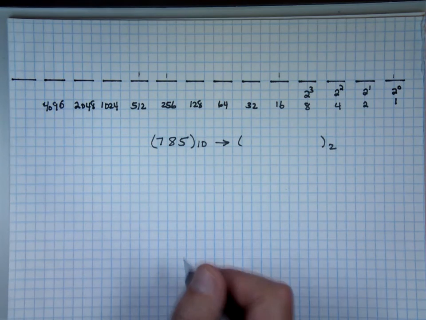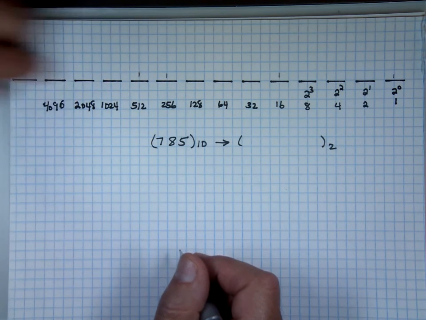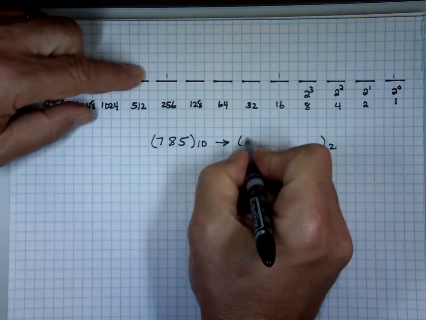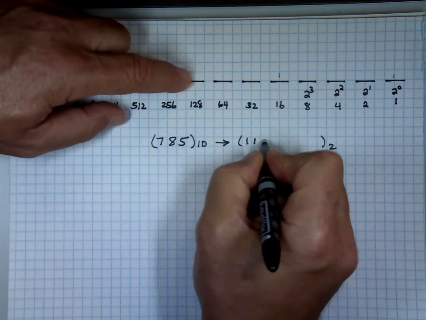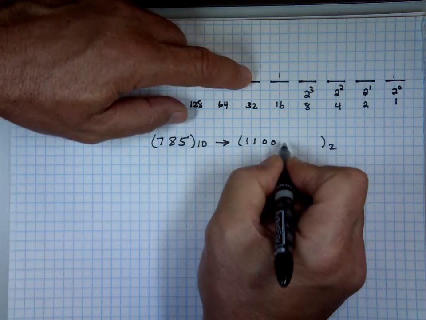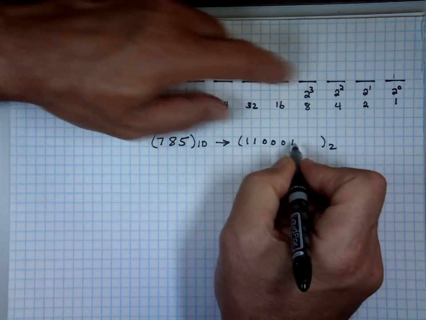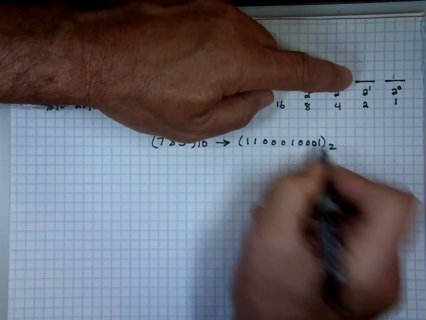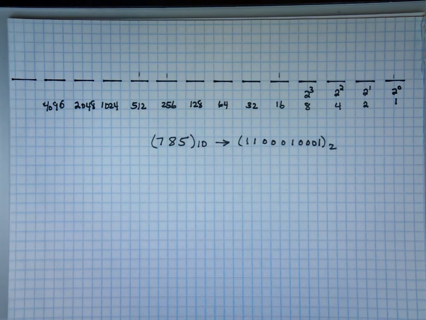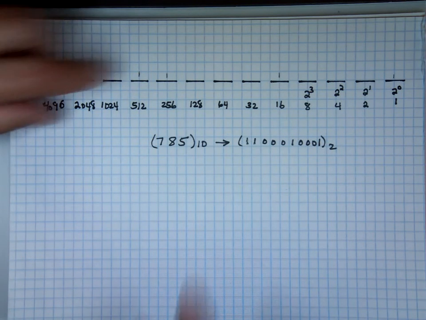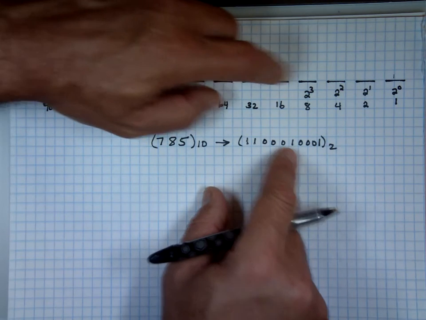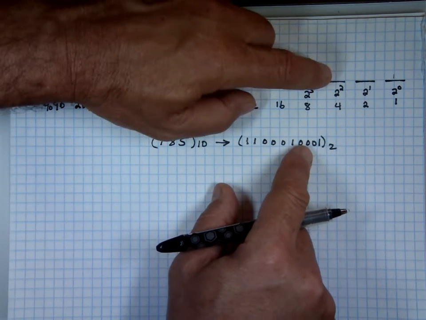The rest of them will be what? 0. So I'll put it down: 1, 1, 0, 0, 0, 1, 0, 0, 0, 1. That's what 785 is. Instead of dividing by 2 each time and spending a long time, it's 1, 1, 0, 0, 0, 1, 0, 0, 0, 1.